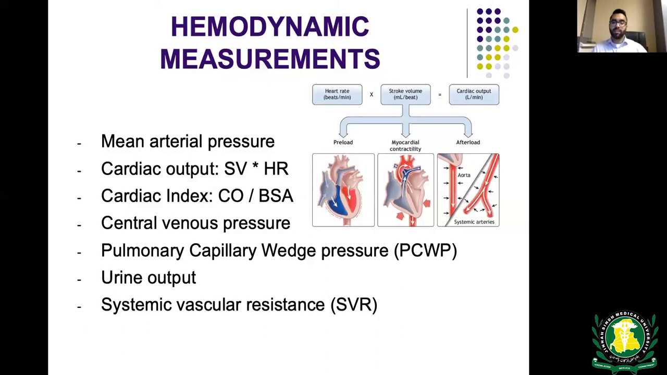And then your SVR, systemic vascular resistance, which is calculated either by Swan-Ganz, or various equipment that is hooked up to the arterial line can also measure SVR. And organ perfusion, and the best measure that we have is urine output.